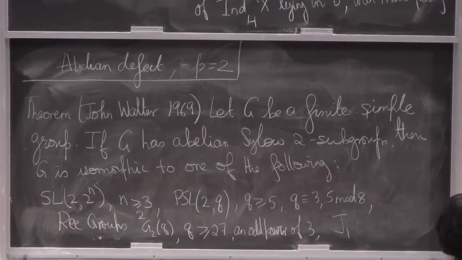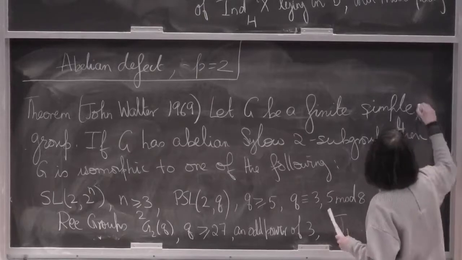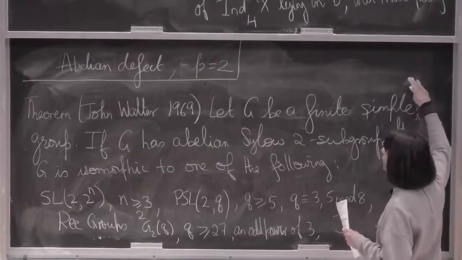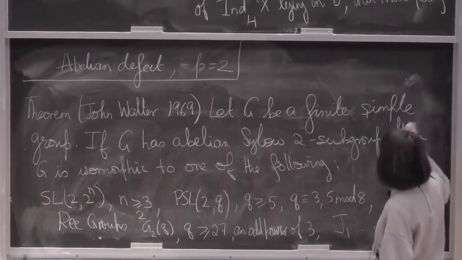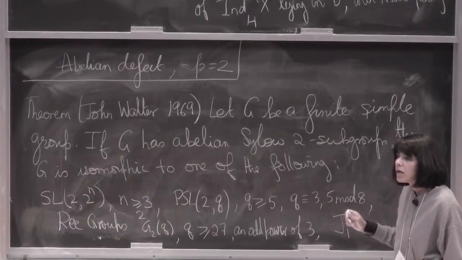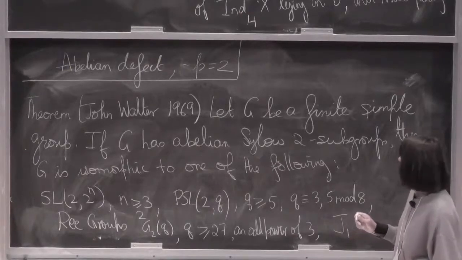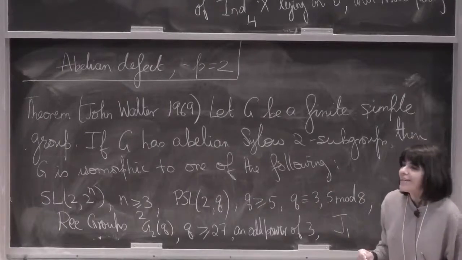I'm sorry, finite, simple, non-abelian. Non-abelian. Right, excuse me. No. Wait, no. Sorry, what did you say? It could also be cyclic. The C2 is trivial. Oh, right.